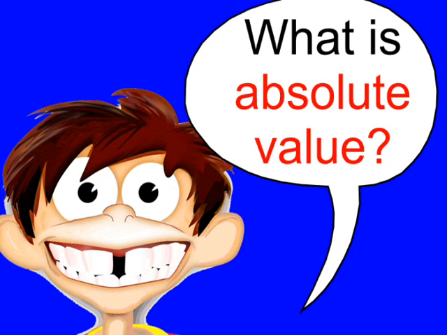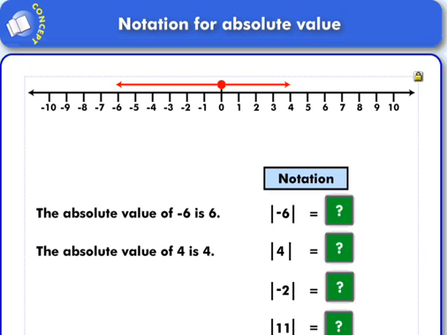Absolute value. Well, what is absolute value? Well, it's actually pretty easy. It's the distance from 0 on a number line. For example, well, the first thing you need to know is the absolute value sign. This is the absolute value sign.